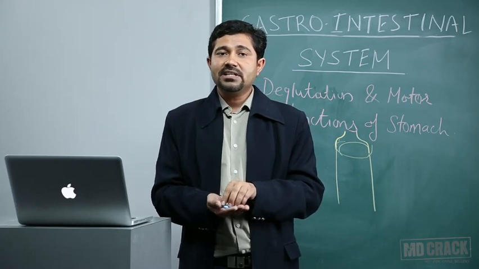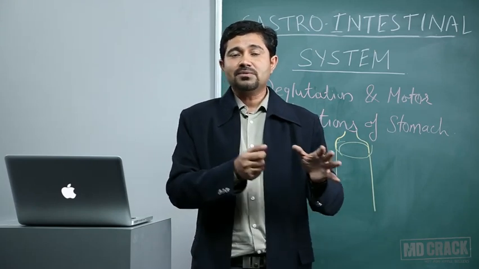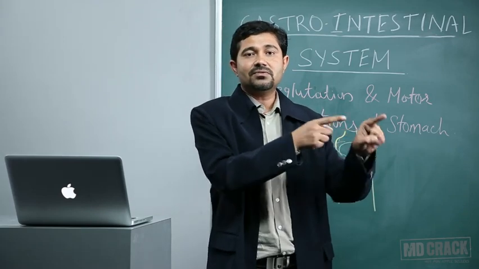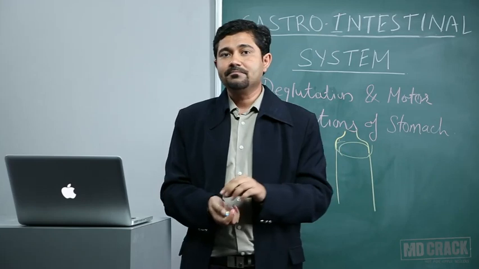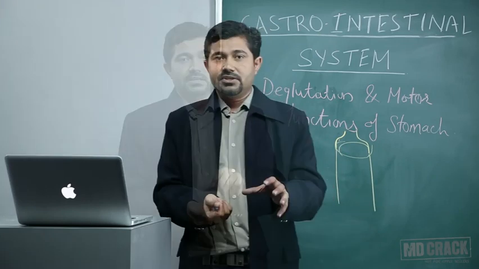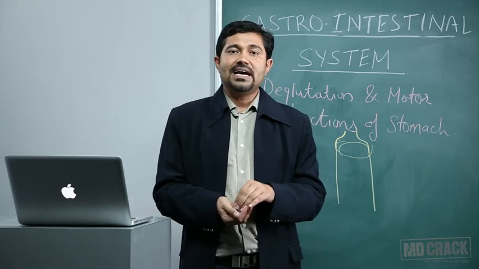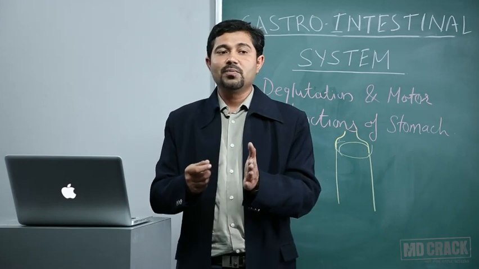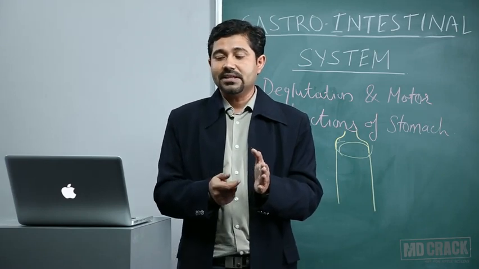Naturally, the inhibition will come from the duodenum and the upper part of the small intestine. If it is getting overloaded, it will send reflexes that cause inhibition of stomach emptying. So these inhibitory factors are mainly from the duodenum and the upper intestine, and they are mediated by the nervous mechanism as well as the humoral mechanism.